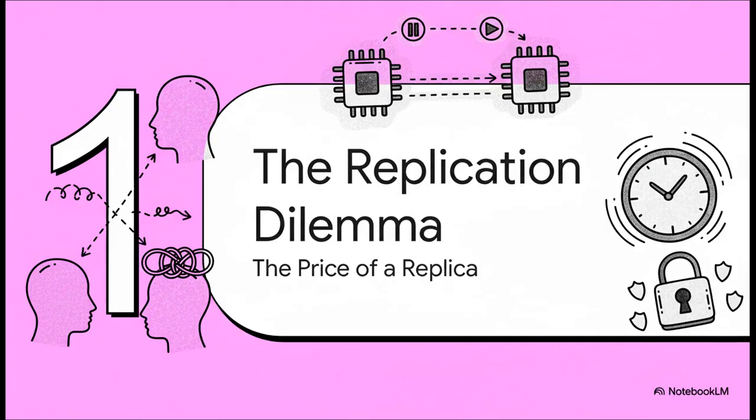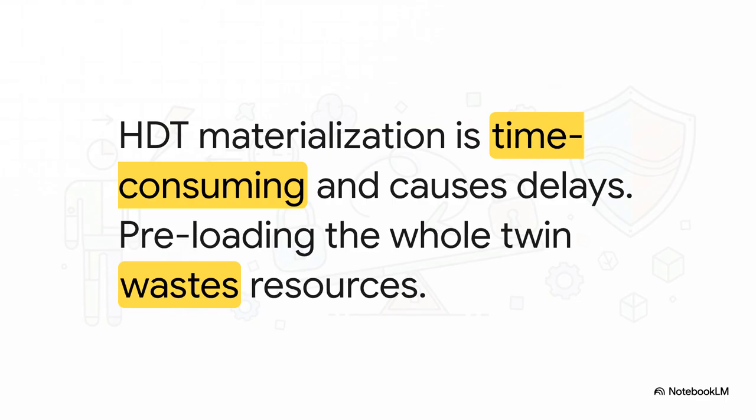But, and you knew there was a but, creating this perfect replica brings us to a massive, massive technical hurdle. This is really the core problem we have to solve before any of that cool stuff can happen. Let's call it the replication dilemma. The easiest way to wrap your head around this is to think about loading a video game. To get your HDT ready for a virtual experience, the system has to materialize it, which is basically like loading the game world. But get this, generating just a cardiac digital twin can take 4 hours.